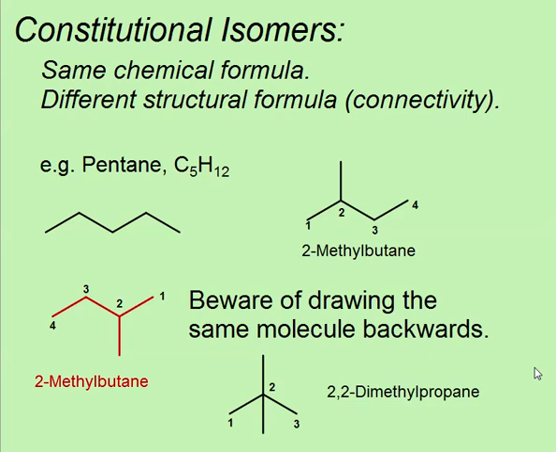The same chemical formula, but connectivity has been changed, and it therefore gives a unique name each time. And that's one of the easiest ways to recognize whether you have a truly unique constitutional isomer. Can you give that molecule a unique name compared to all the other ones that you've drawn?